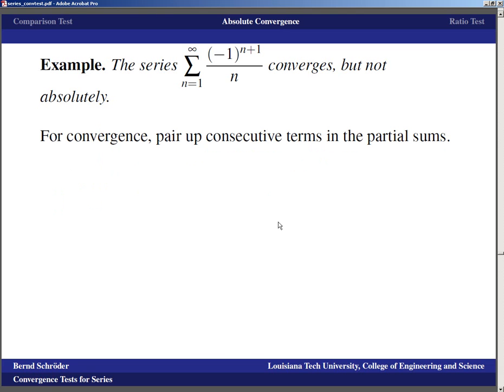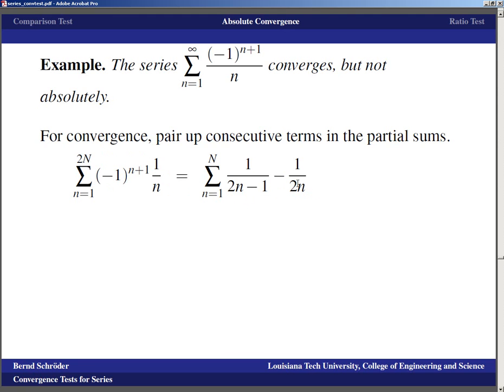For convergence, that takes a little bit to work out. So let's look at convergence from the point of view that we pair up consecutive terms in the partial sums. Then a partial sum that goes to an even ending index 2N will be the sum from n equals 1 to N of 1 over (2n minus 1) minus 1 over 2n. So this is a summation that starts with n equals 1 being 1 over (2 times 1 minus 1), so 1 over 1, just like this one starts here with 1, minus 1 over 2, which would be the term for n equals 2 here, with a negative sign.